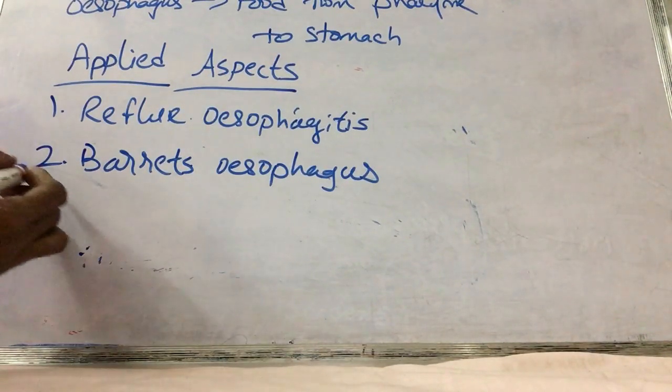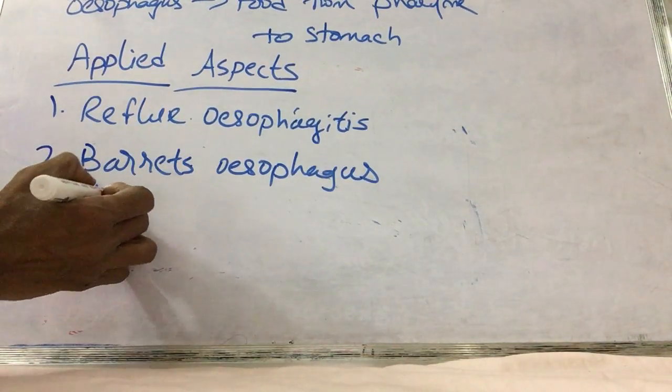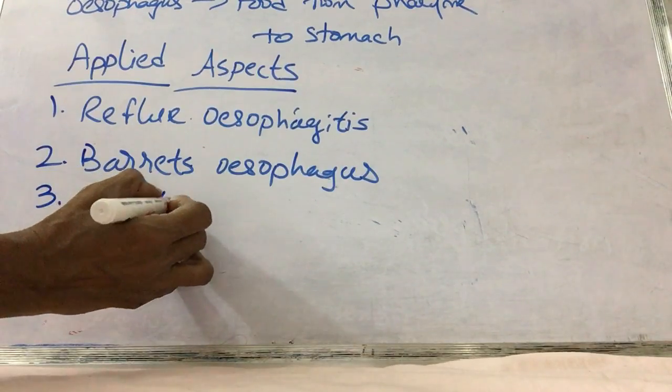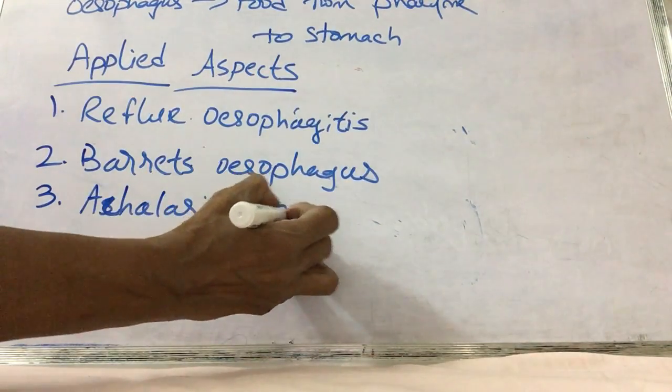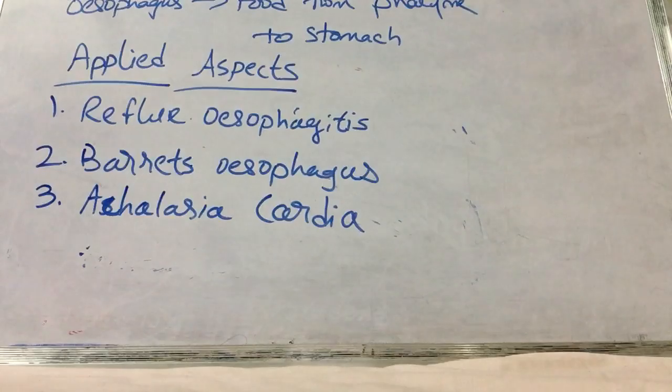And another condition of the esophagus is achalasia cardia. Achalasia means failure to relax. Normally when food enters the esophagus, esophageal peristalsis pushes the food into the stomach. During this process, the lower esophageal sphincter relaxes so that the food easily passes into the stomach.